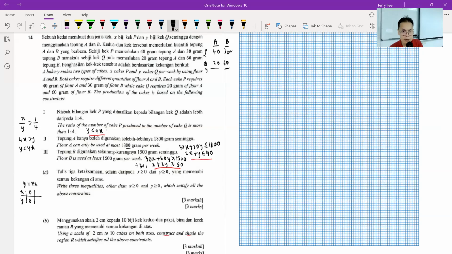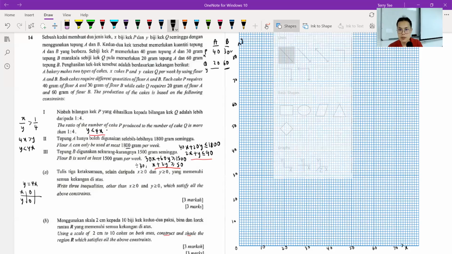The scale given here is 2 cm to 10, so maybe I just put 0, 10, 20, 30, 40, 50, 60. Maybe 70 is enough. I'm not sure. Yeah, not enough, we extend. 10, 20, 30, 40, 50, 60, 70, 80. Maybe 80 is enough. Again, not enough, we just extend. So let me draw the line here, easier to see.